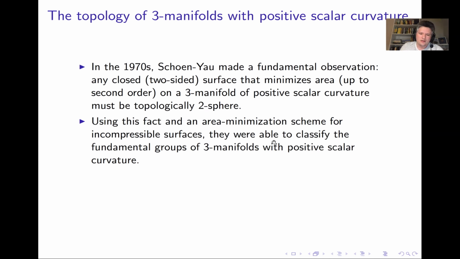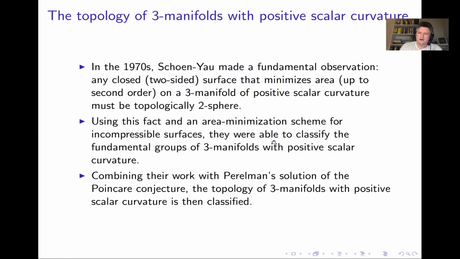So once that was worked out by Perelman in his solution of the Poincaré conjecture and geometrization, then if you combine those two things, you can classify the fundamental group and also the topology of a 3-manifold of positive scalar curvature, and you get the list that I showed you in the previous slide. Okay. So let me just tell you a little bit how this minimization scheme for incompressible surfaces works and why you find the fundamental group information out of it.